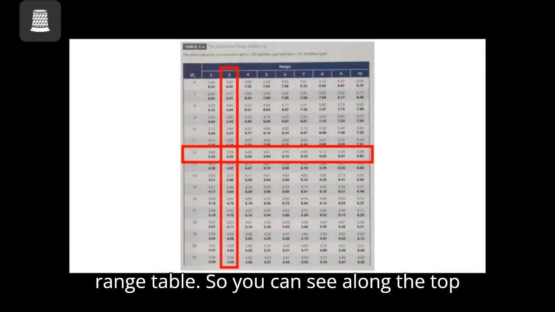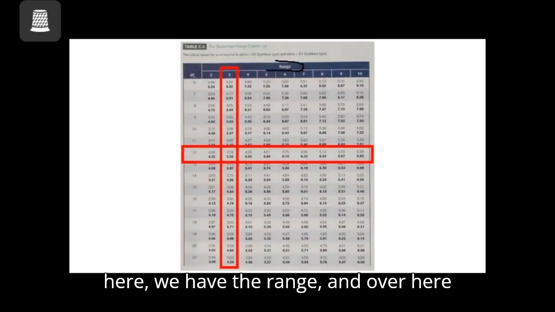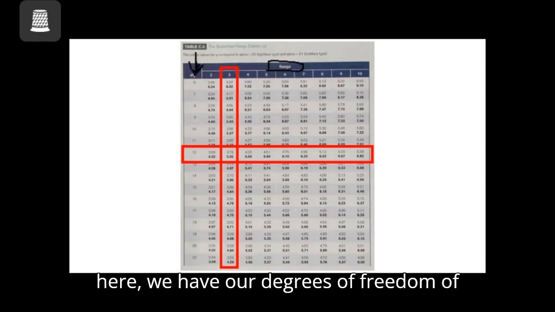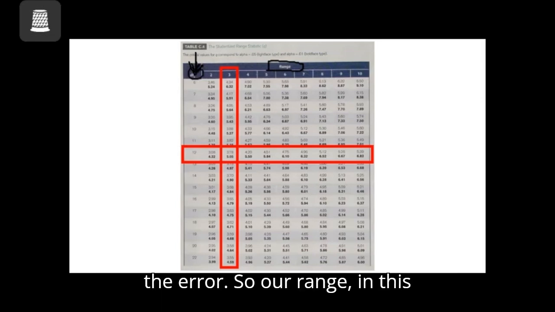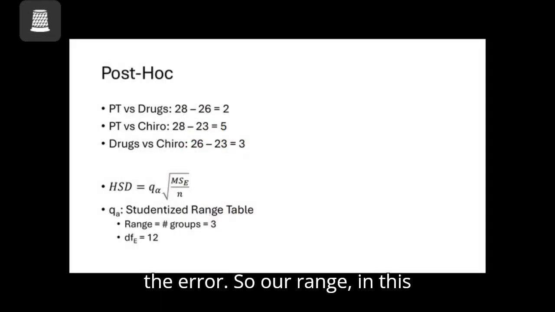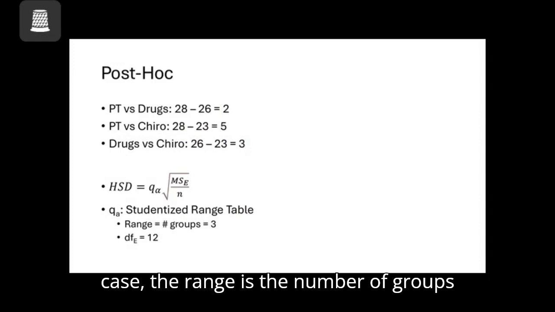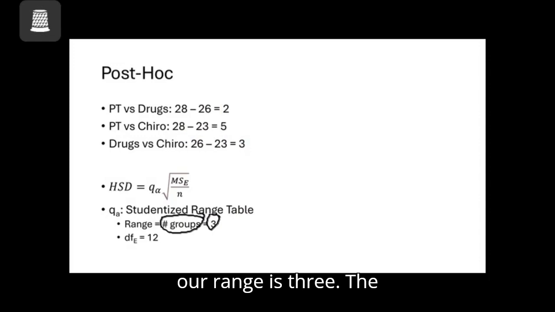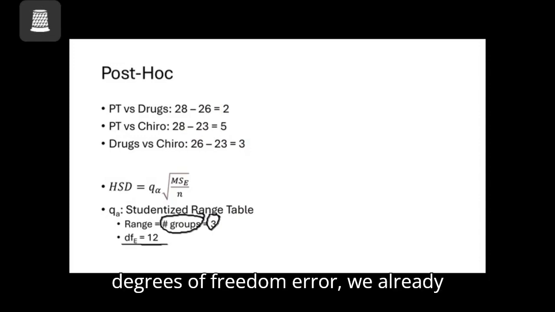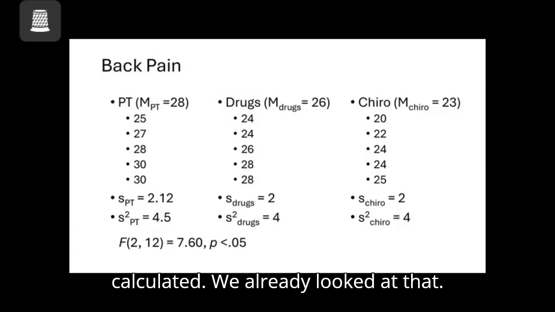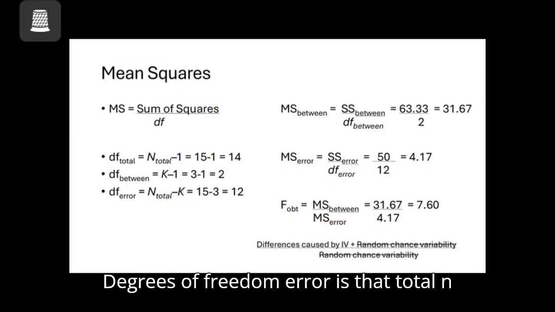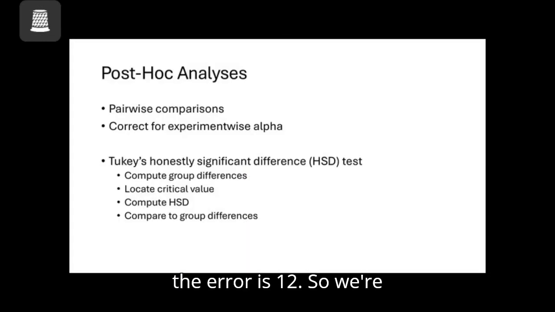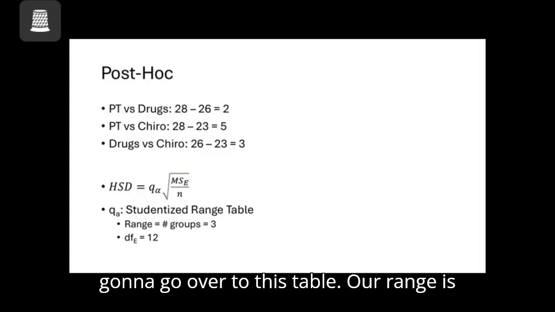So you can see along the top here, we have the range. And over here on this column, we have our degrees of freedom of the error. Our range, in this case, is the number of groups that we have. So we have 3 groups, so our range is 3. The degrees of freedom error, we already calculated. Degrees of freedom error is total N minus K, so our degrees of freedom for the error is 12.